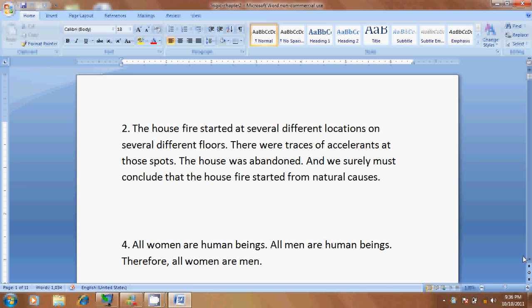So let's start with the first one. I've pulled up number 2. The house fire started at several different locations on several different floors. There were traces of accelerants at those spots. The house was abandoned, and we surely must conclude that the house fire started from natural causes. Okay, first of all, this is an argument based upon different pieces of evidence, evidentiary reasoning, and evidentiary reasoning is always inductive. So we could probably just go ahead and say that this is an informal fallacy. We could probably just say that right off.